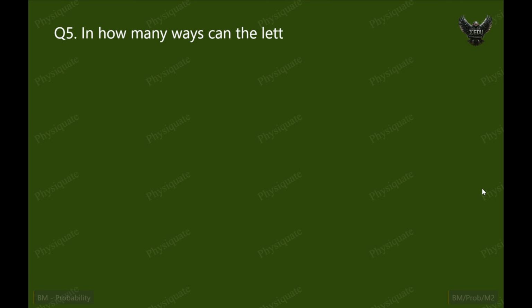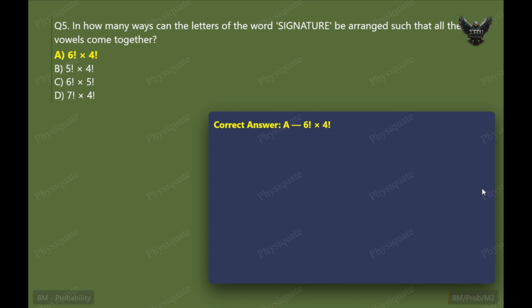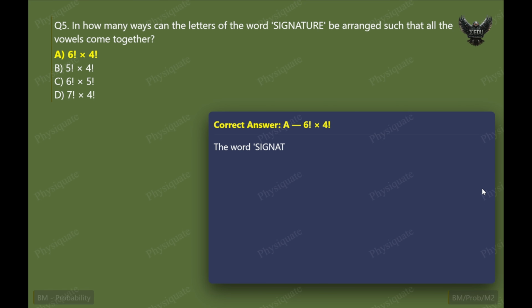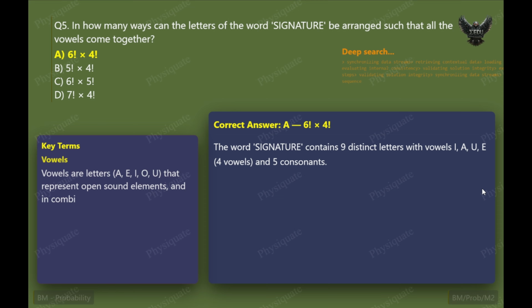Question 5. In how many ways can the letters of the word signature be arranged such that all the vowels come together? Correct answer is option A. The word signature contains 9 distinct letters with vowels I, O, U, E, 4 vowels, and 5 consonants. Now let us consider vowels. Vowels are letters A, E, I, O, U, that represent open sound elements, and in combinatorics they can be grouped when required to stay together.